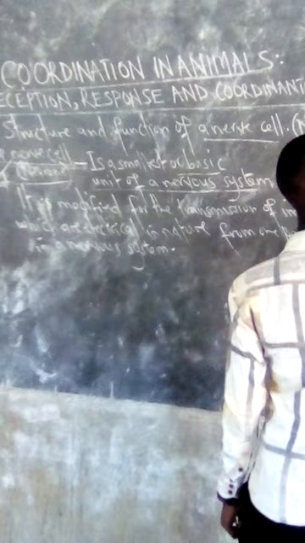Structure of the nerve cell. Structure of the neuron. Nerve cell or neuron. And this is the structure of the nerve cell or neuron. This is the axon.